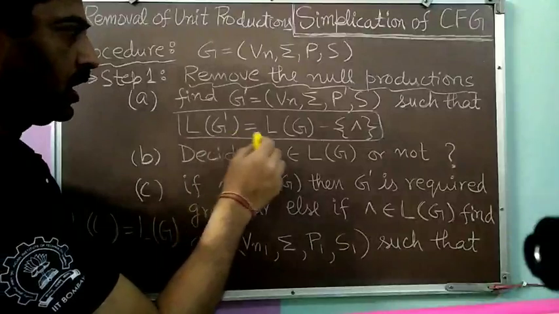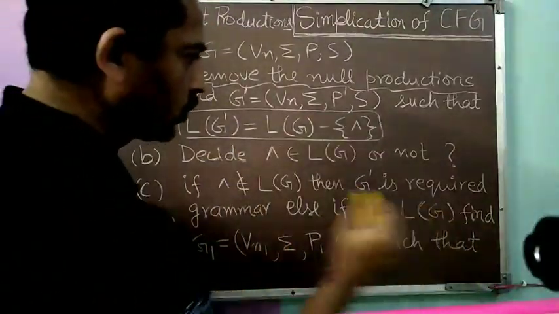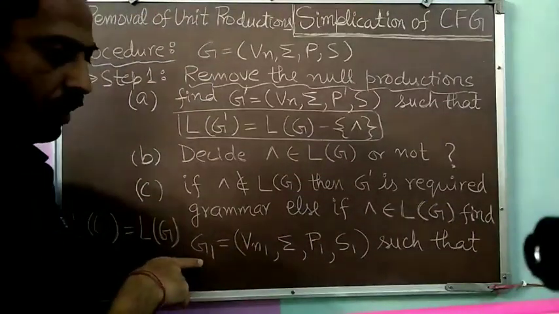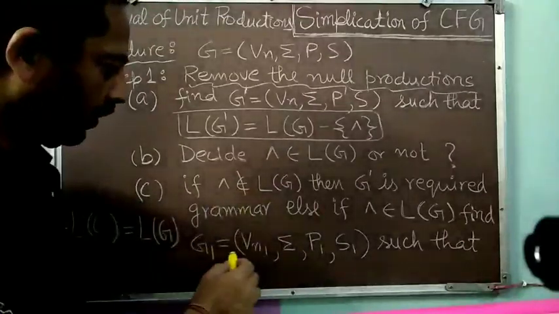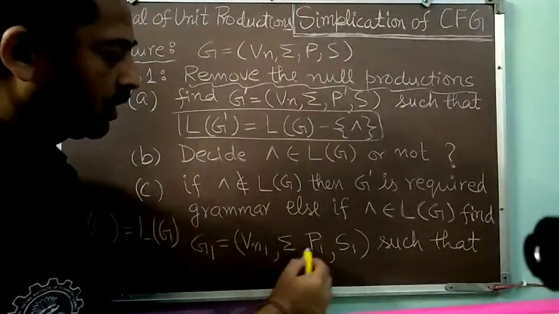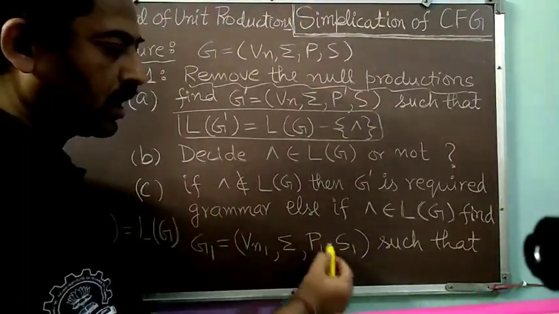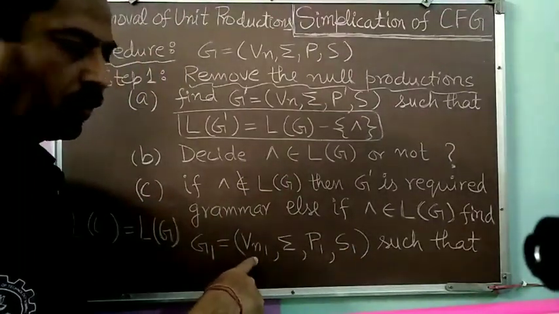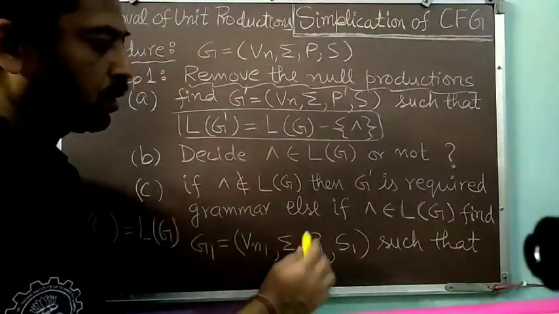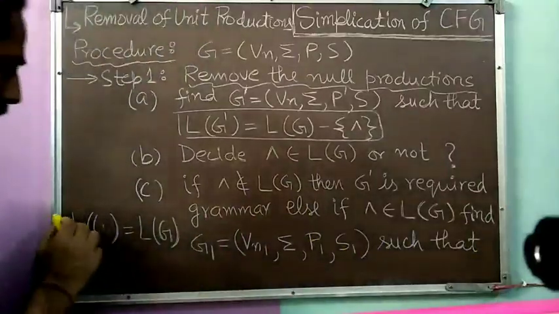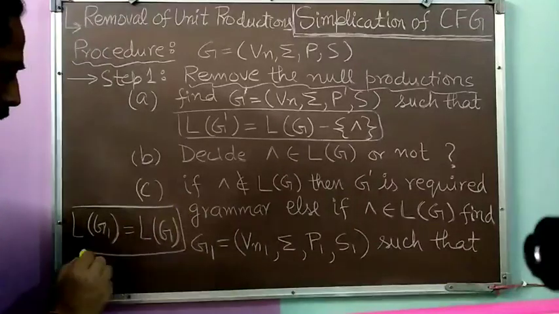Otherwise, if null belongs to L of G, then we will find another grammar G1. This grammar G1 is such that we can include null into the language. So it will be Vn1, sigma, P1 and S1. It is because of the introduction of the new start symbol S1 that the set of variables will change and the set of productions will change. Only the set of terminals will remain the same, such that L of G1 is equal to L of G.